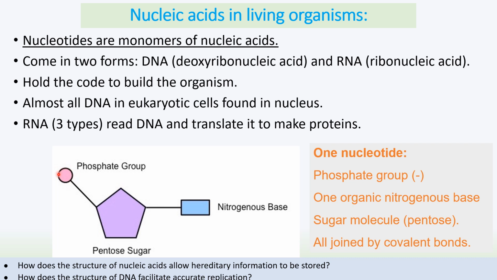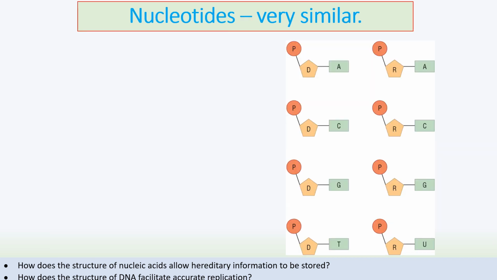You need to be able to say that it is made up of a phosphate group. That phosphate group is then attached by a covalent bond, which we'll name shortly, to the pentose sugar, so it's a 5-carbon sugar, and that is attached then to a nitrogenous base. The nitrogenous bases obviously all contain nitrogen, and there are three names of those. Just to point out, the pentose sugar is either deoxyribose in DNA or ribose in RNA.